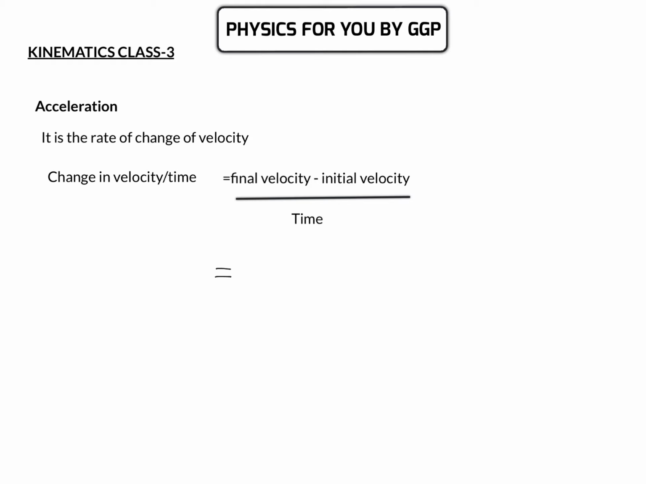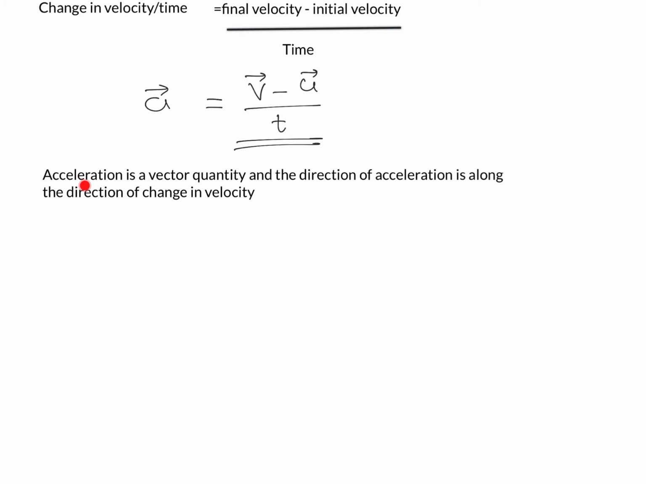In general, the final velocity is represented by the vector v, minus the initial velocity represented by the vector u, divided by time, which we write as t. So acceleration vector a is equal to v vector minus u vector divided by t. So we can say that acceleration is a vector quantity and the direction of acceleration is along the direction of change in velocity. Just remember that the direction of acceleration is not along the direction of velocity, it is along the direction of change in velocity, meaning along the direction of final velocity vector minus initial velocity vector.